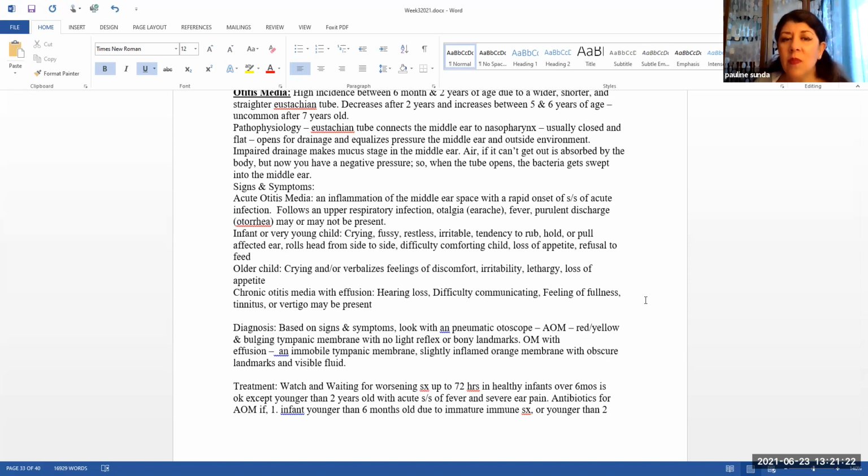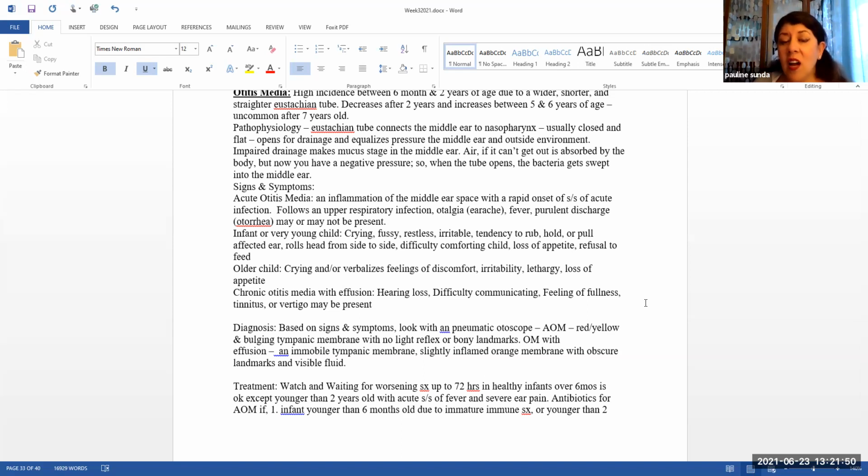Acute otitis media is an inflammation of the middle ear space with a rapid onset of signs and symptoms of an acute infection. It typically follows an upper respiratory infection, earache, fever. They may or may not have purulent discharge. So know that just because they do not have purulent discharge, that does not mean they don't have a middle ear infection.